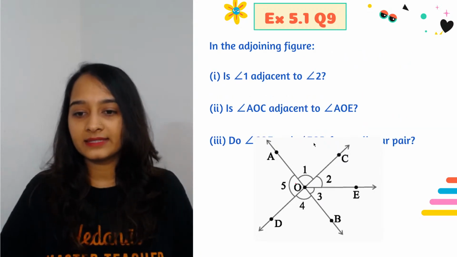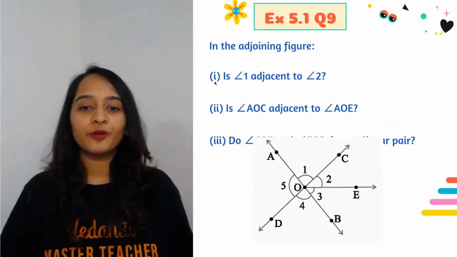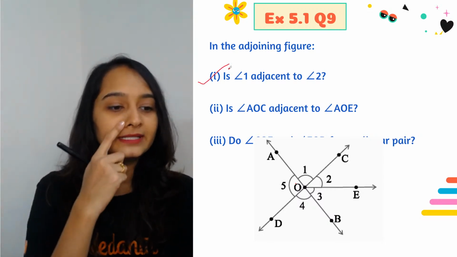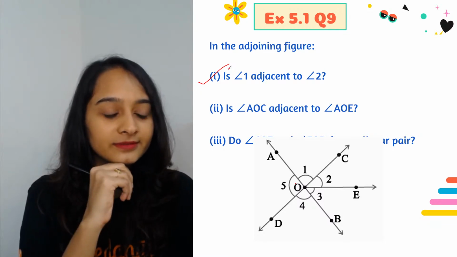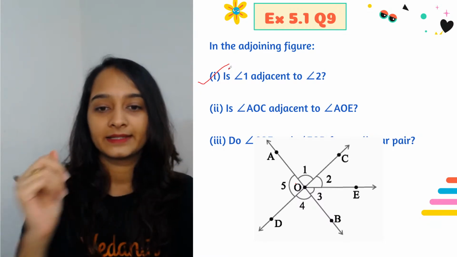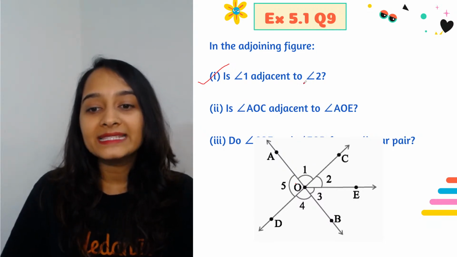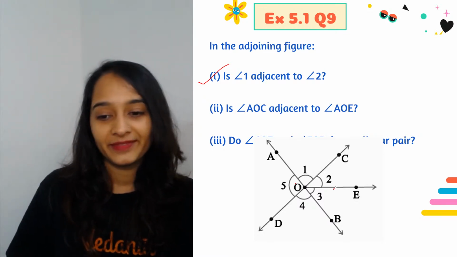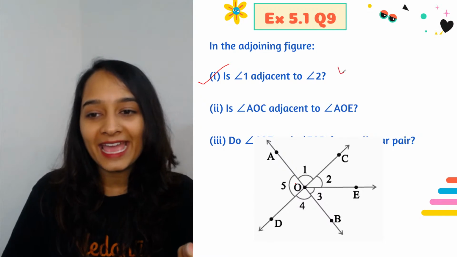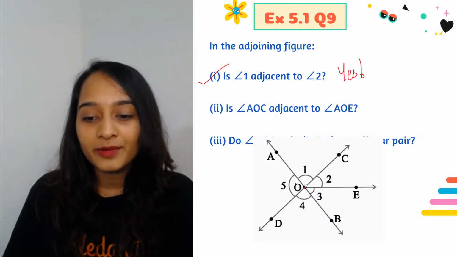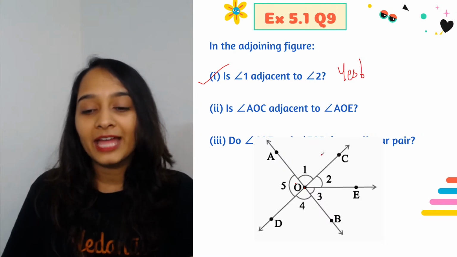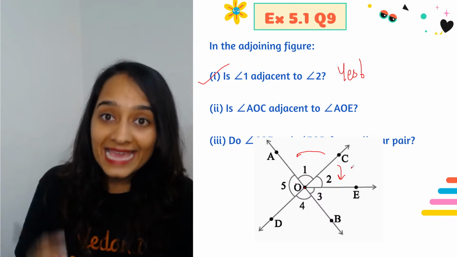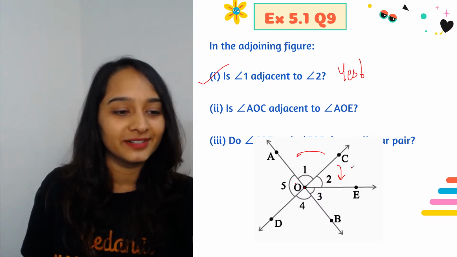Anyways, this other question is hidden here, but let's move forward. The first question, looking at the image. Can somebody tell me, is angle 1 adjacent to angle 2? Yes or no? Come on, you just have to answer yes or no. Yes, they are adjacent. They have a common vertex and a common arm, and the two non-common arms are on the opposite sides. Sia, the answer is yes, they are adjacent to each other.